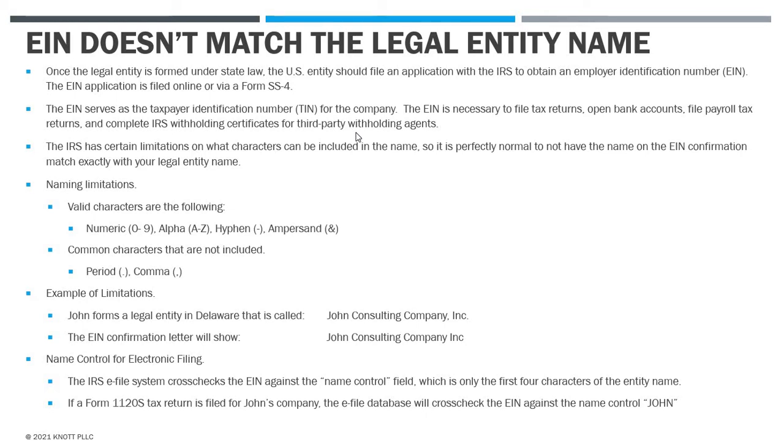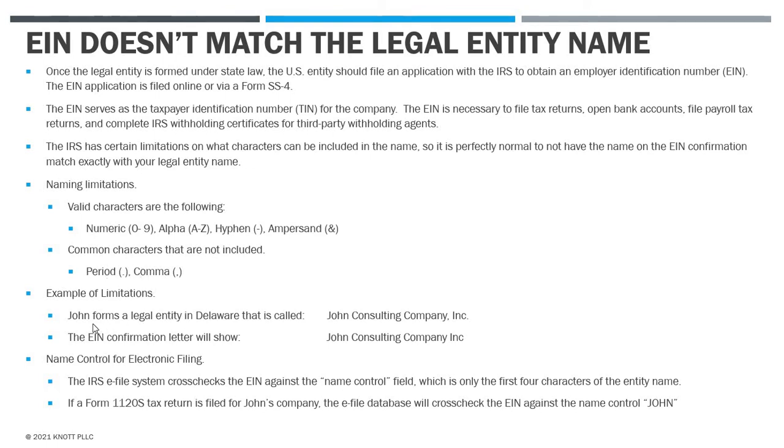So now let's look at what the naming limitations are. The IRS system doesn't allow all types of characters to be included in the name. So that's why it's normal to not have a name on your EIN confirmation that matches exactly with what you created under state law. So some of the limitations, valid characters are the following. You can use numbers 0 through 9, all alphanumeric characters, right? So A through Z, 0 through 9, those are all okay. You can have a hyphen in there, and you can use an ampersand. Now, what's commonly not included are periods and commas, right?